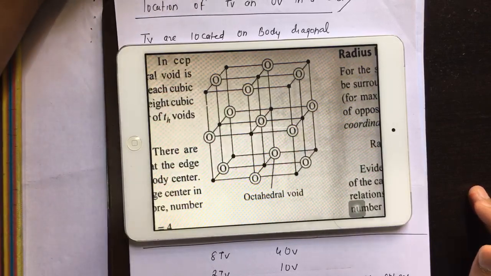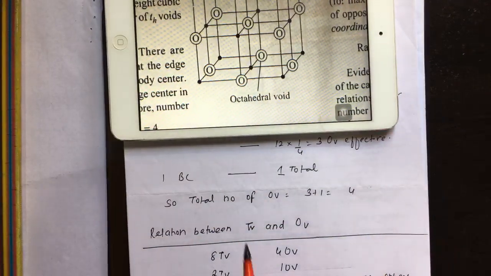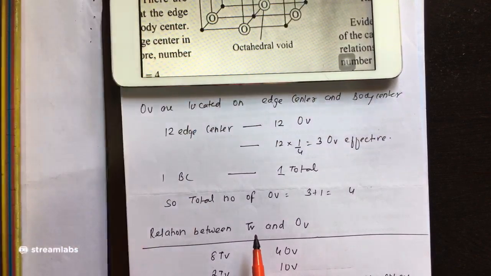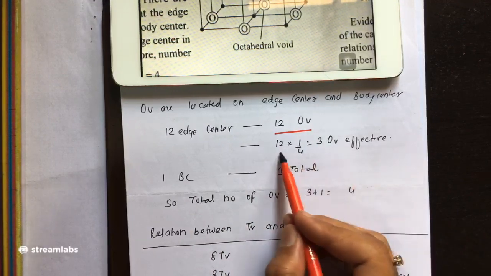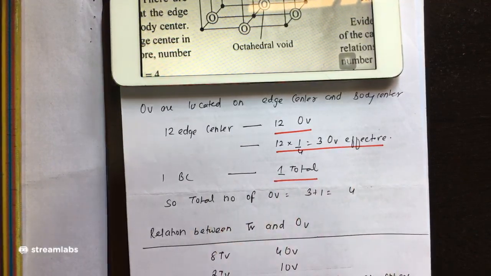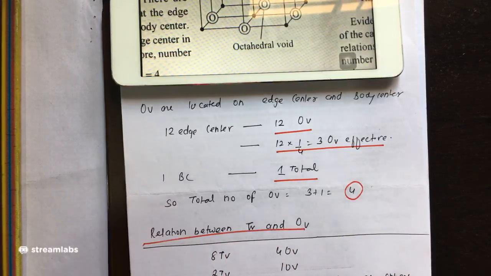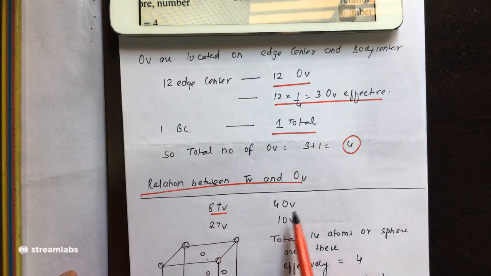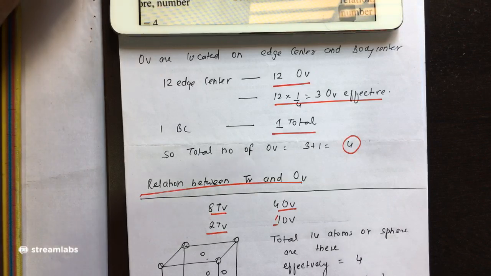So what is the relation between the tetrahedral void and the octahedral void? There are 4 octahedral voids and 8 tetrahedral voids. So for one octahedral void, there will be 2 tetrahedral voids. So that is what I have told you right away. There are 12 edge centers, 12 octahedral voids; 12 into 1 by 4 is 3 octahedral voids effective, and 1 at the body center. Total comes out to be 4. So what is the relation between TV and OV? We have 8 TV, we have 4 OV. So we have 2 TV for 1 OV.